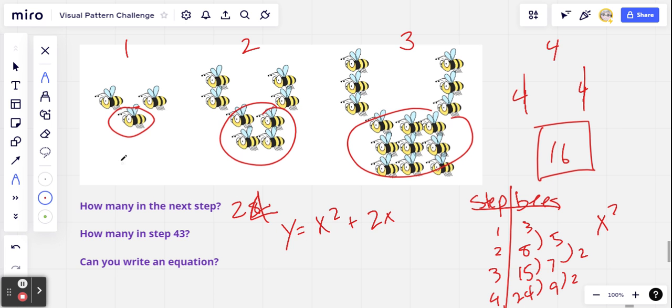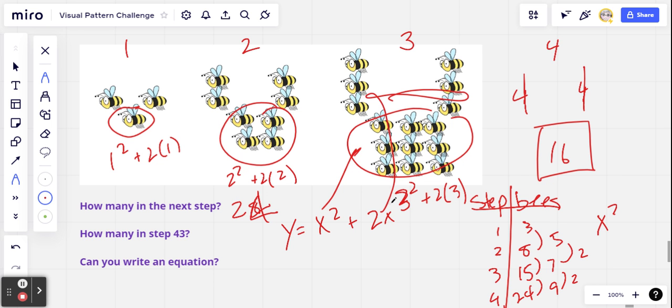So if I plugged in 1 for x there, I'd get 1 squared plus 2 times 1. That would be 1 plus 2 is 3. So that works out. How about in step 2? 2 squared plus 2 times 2. That's 4 plus 4, that's 8. How about in step 3? That's 3 squared plus 2 times 3. So that's 9 plus 6, that's 15. And this should just relate to what you're seeing visually very well. The x squared is this part, and the 2x are these 2 parts here. All right, so I think we can be confident about this equation. Y equals x squared plus 2x.